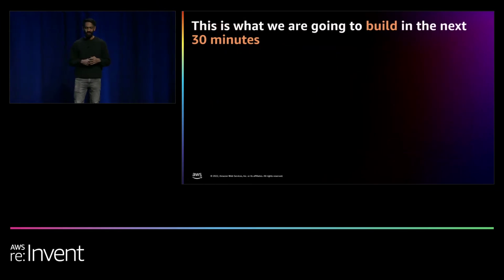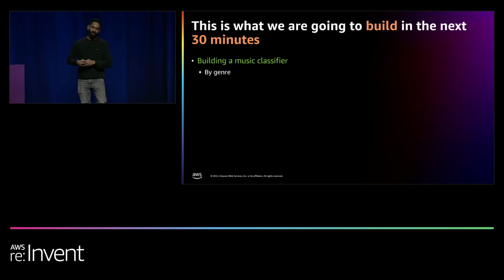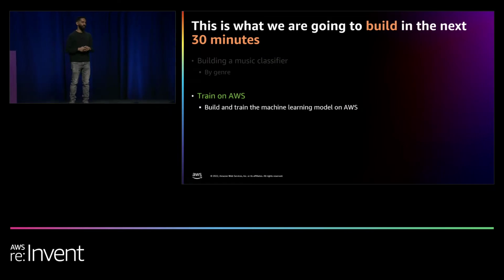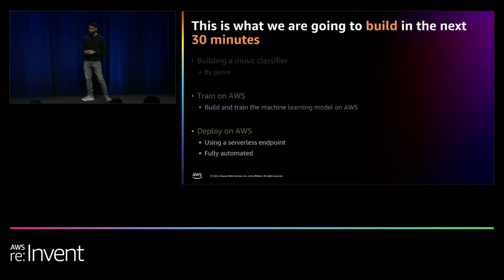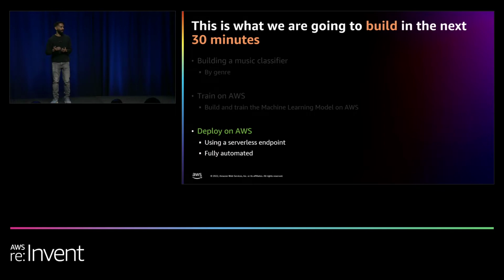So in the next 30 minutes or so, this is what we're going to build. Number one, we're building a music classifier, which classifies music by genre. When it gets an audio file, it tells you what genre it thinks the music file is. At the same time, we're building and training this machine learning model on AWS, so we will be doing a tech deep dive of that part as well. And finally, we're going to be deploying this model on an endpoint so that any app or website could access it. And this will be fully automated as well, and it will be serverless.